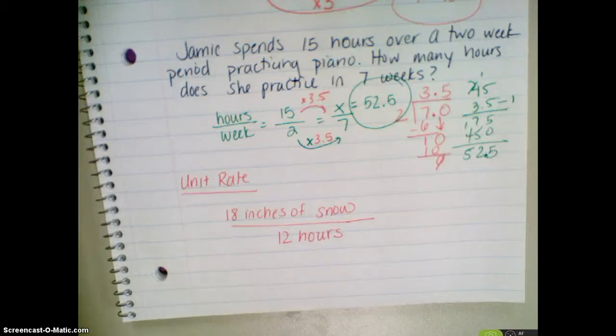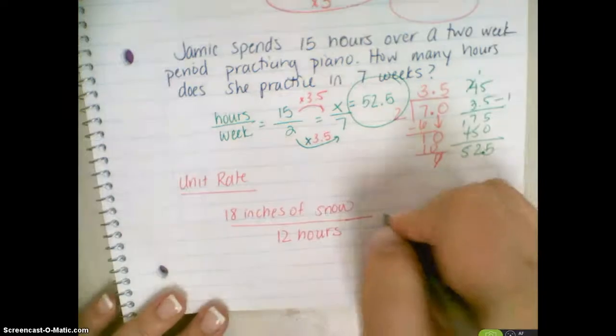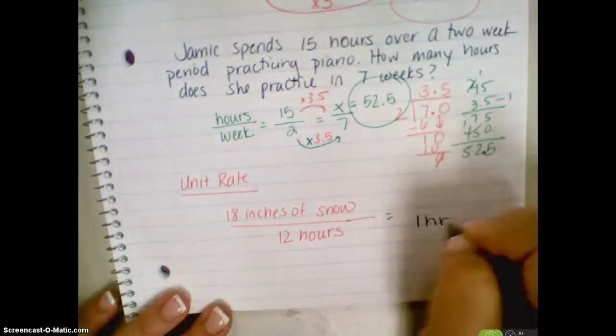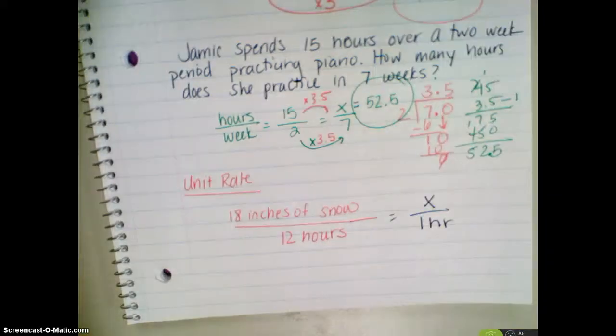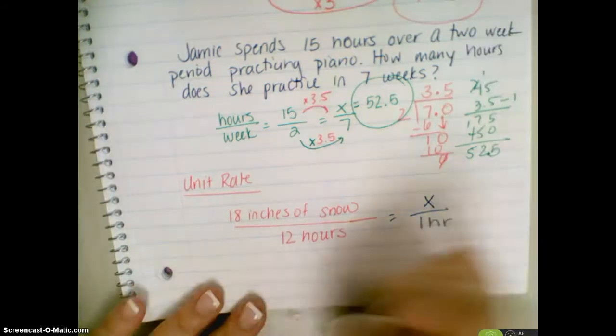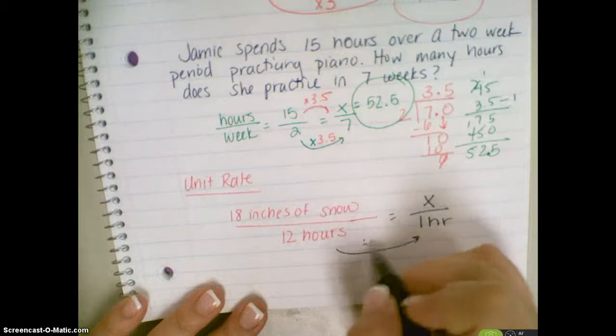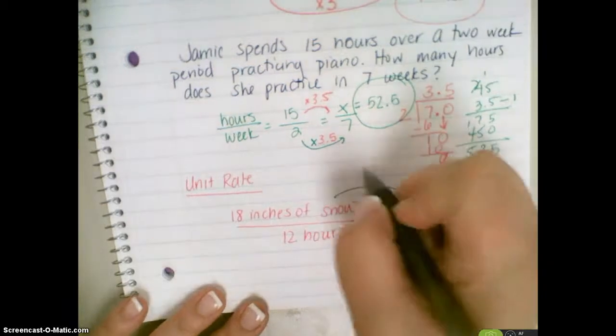But I'm going to have 18 inches of snow in 12 hours. So for my unit rate, I'm going to want to know how many inches of snow I would get in 1 hour. I can still set up my proportion. That's what it would look like to solve. So again, a couple things you can do. You can simplify it. You can simplify 18 over 12. But really, I'm just going to be dividing by 12 on both sides.